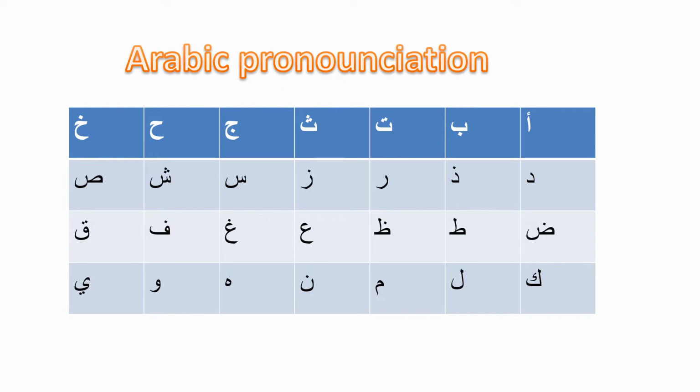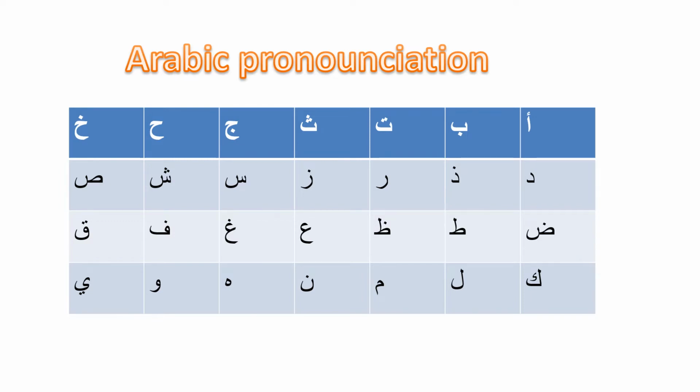We also talked about the differences between ba, ta, and tha. These letters are different depending on the dot above or under the letter. Ba has one dot under it on the bottom, ta has two dots on top, and tha has three dots on top.